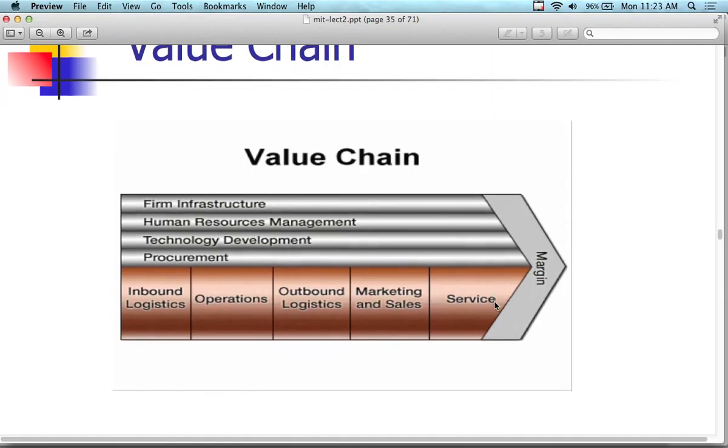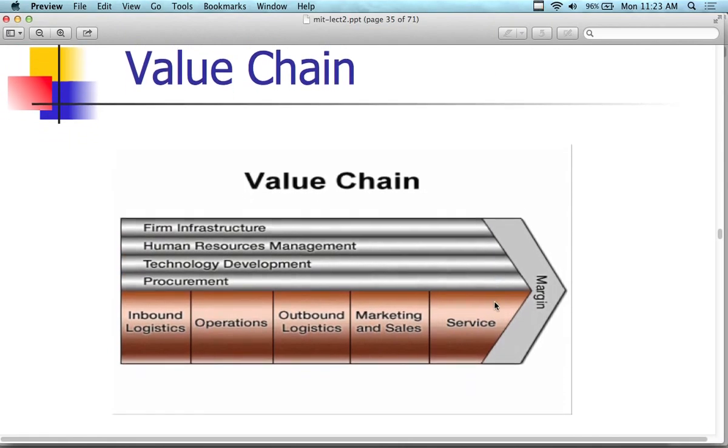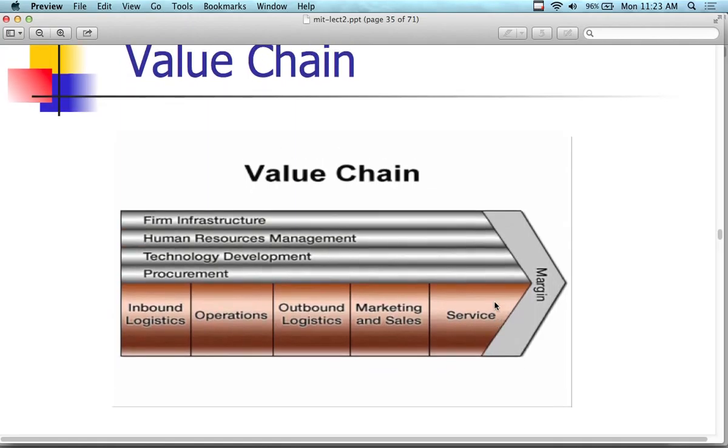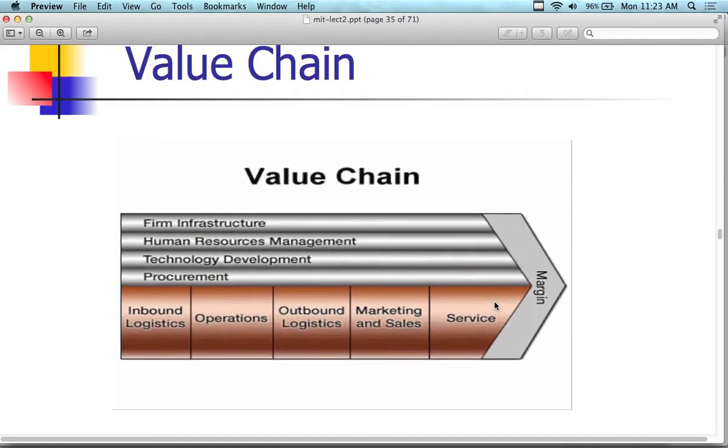So I, for one, don't like it when I call a company and I can't get to a human. Or they send me to a website when I call on the phone, and I go, I don't want to go to a website. I want to talk to a human. So anyway, that's part of supply chain management, actually.